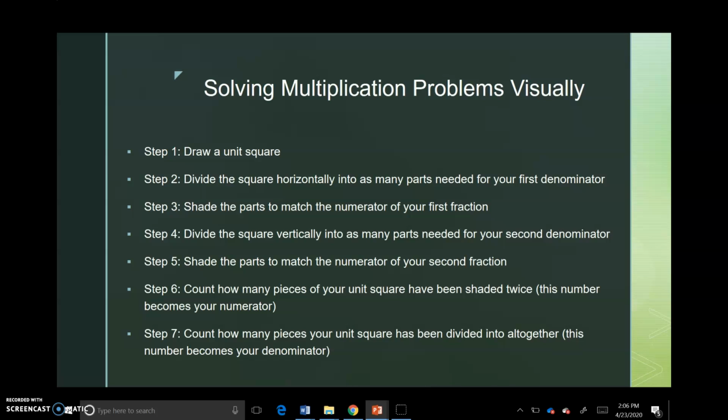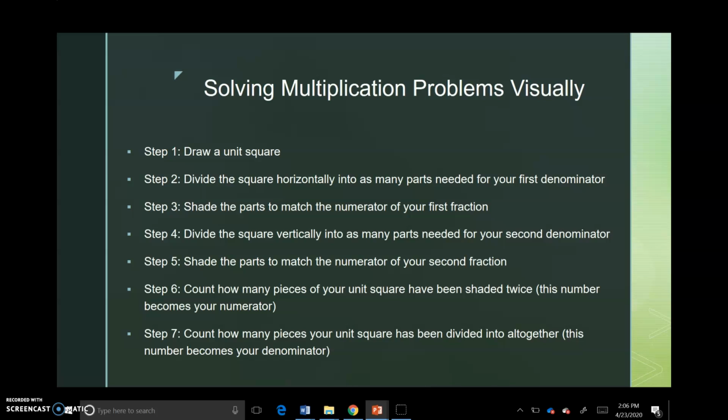We shade in how much we need of that first fraction. So in our case, we only needed 1/2, so we only shaded in one piece. Then you do the same thing vertically for our other number. So in that last example, it was 1/3. So vertically, we split our unit square into 3 pieces.